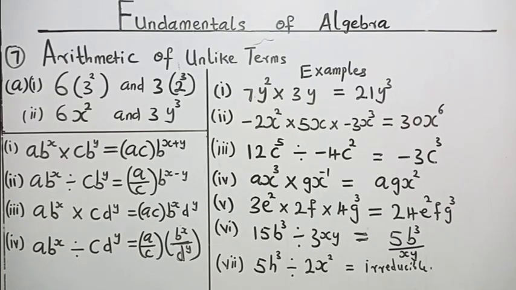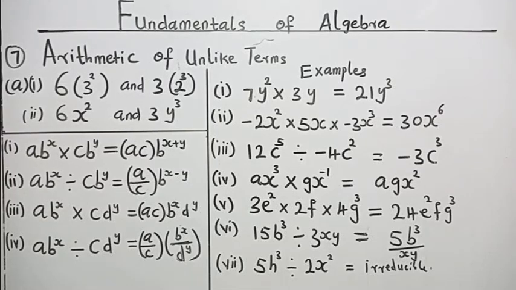Let's see the penultimate example of number 6, and that is 15b to the power 3 divided by 3xy. Which of these laws is going to help us to see how to get the correct answer? It is this. Let's find out. Our a is 15, our b is this, b still, our c is 3, our d to power y is this, x to power 1 and y to power 1 too.